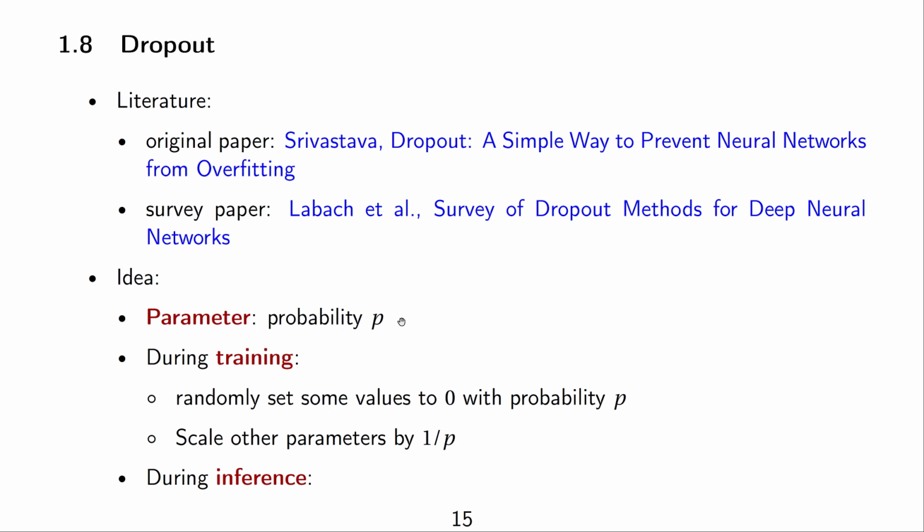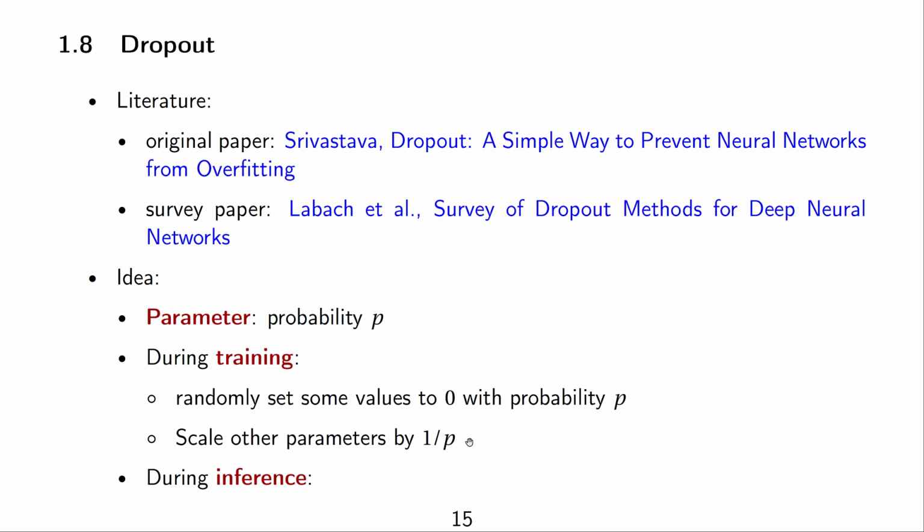Specifically, we'll have just tensors traveling through our network. And what we'll do is we'll grab one of these tensors and then we'll visit each scalar inside this tensor, and with probability P, we will set this value to 0. And all the other values that are not set to 0, we will scale by 1 divided by P.